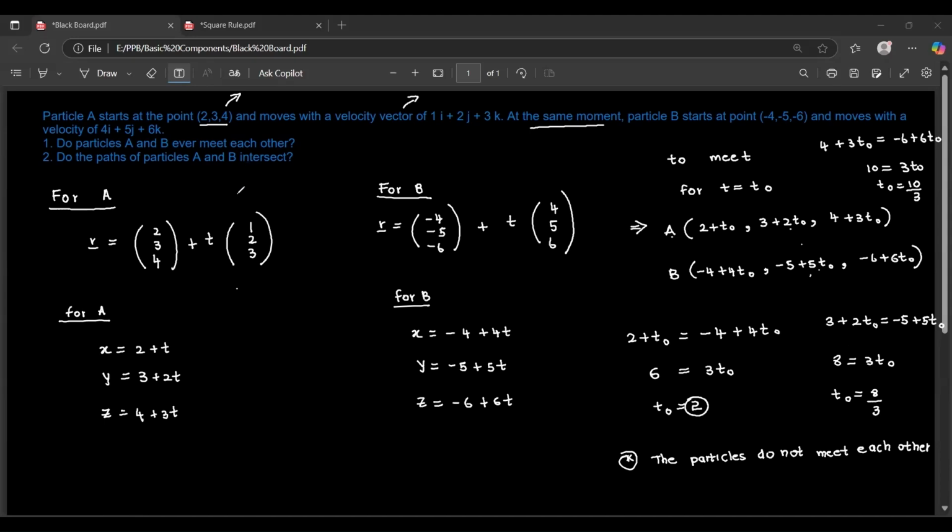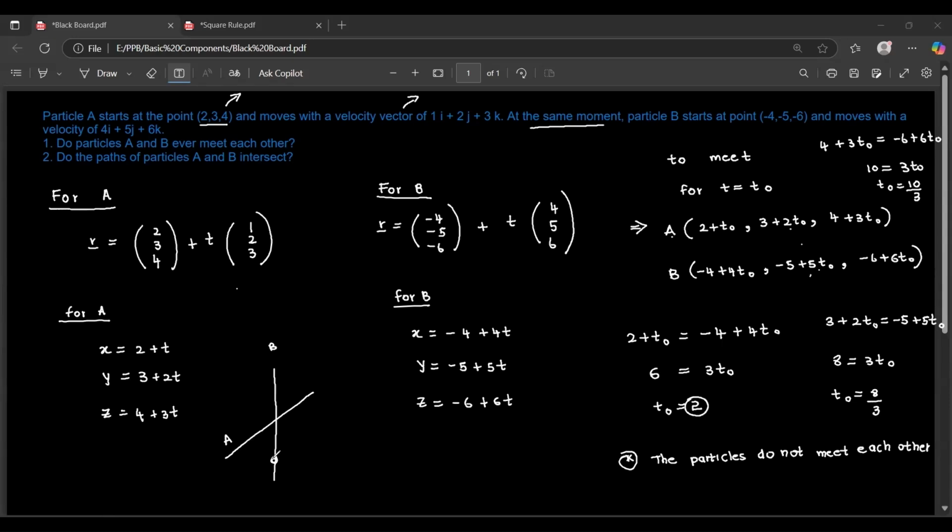Okay, what about the second question? Do the paths of particles A and B intersect? Good question. They are not meeting each other, but their paths may intersect. If they have intersecting paths, at maybe different points of time, they can pass this point. Let's say this is the motion of A, and this is the motion of B. Their paths may cross each other, but they don't have to meet each other.